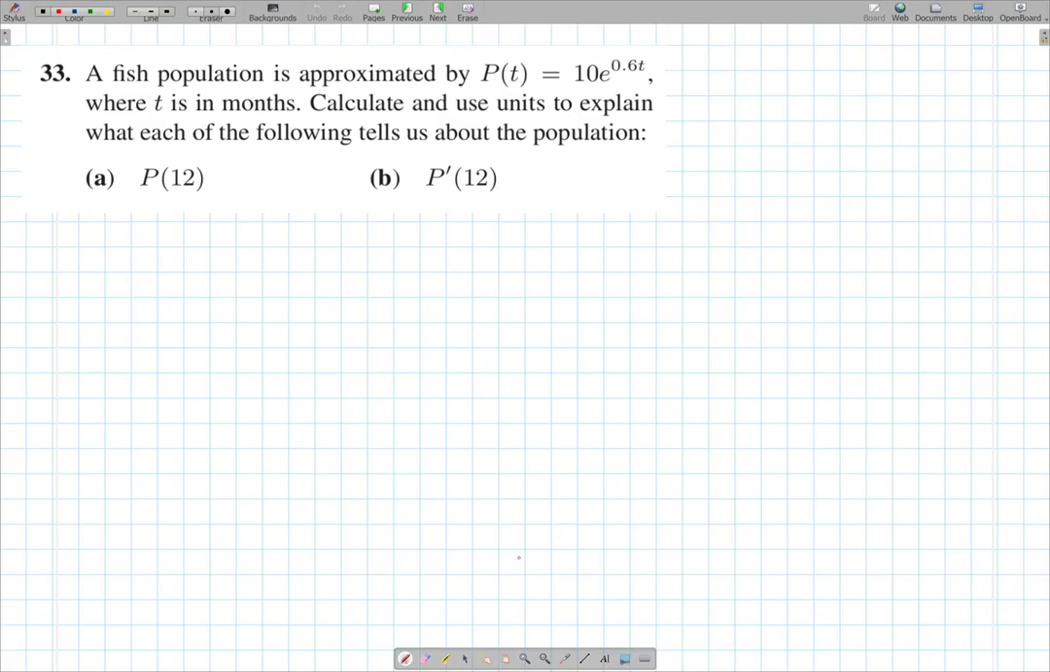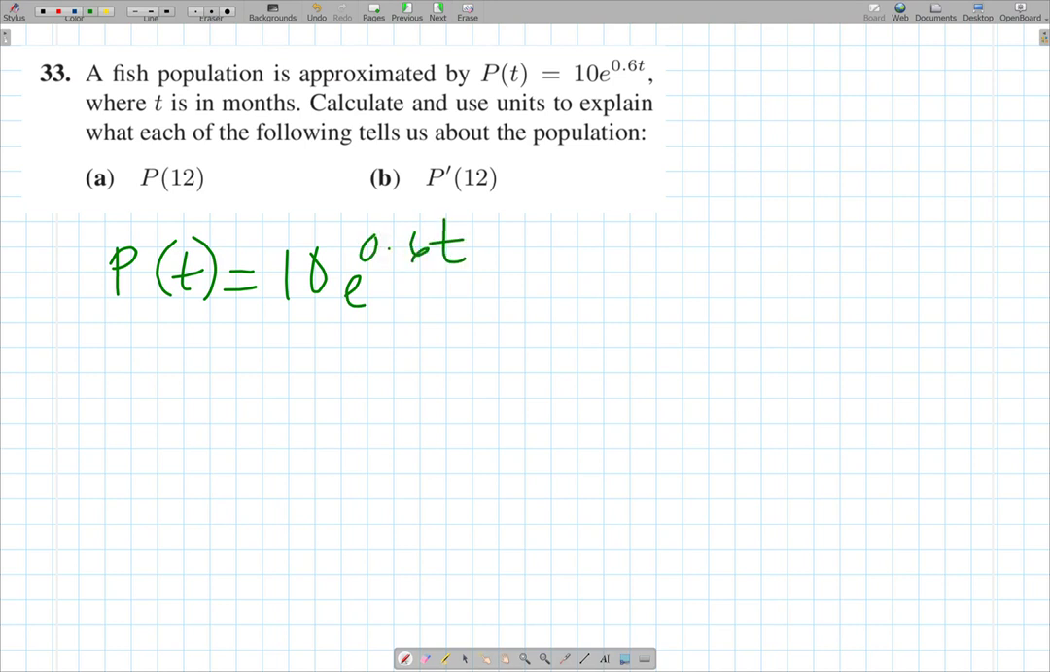Okay, number 33. It says that a fish population is approximated by P of t equals 10 e to the power of 0.60, where t is in months. Calculate and use units to explain what each of the following tells us about the population. A, P of 12, and then B, P prime of 12. So, balikan natin ang binigay na equation. Okay? So, ang binigay na equation, class, is P of t, no? P is a function of t, which is 10 e 0.60.